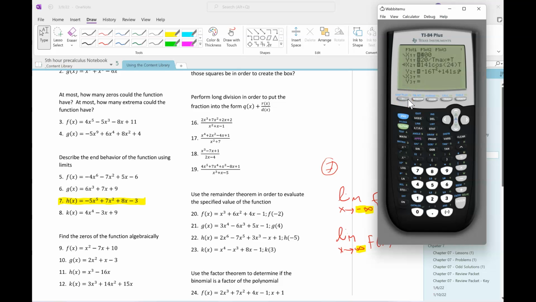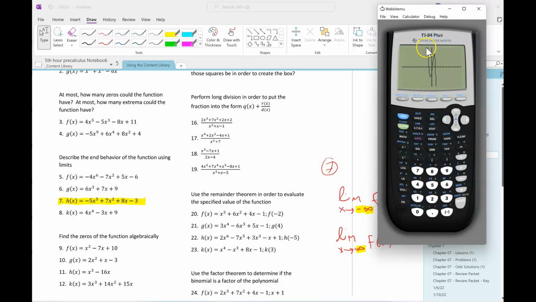I'm just going to then graph this. Oh, got to change my mode because I was doing something different in the other class. Okay. We'll type in this guy here, negative 5x to the 5th plus 7x squared plus 8x minus 3. I probably was goofing around with the window, so I'm just going to do zoom standard to reset my window to like negative 10 to positive 10.